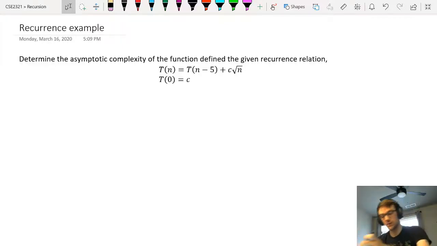Hello everyone, we're going to go through another example now. The example we have here, we're again going to find the complexity of a recurrence relation. We're going to solve this by using the substitution method.